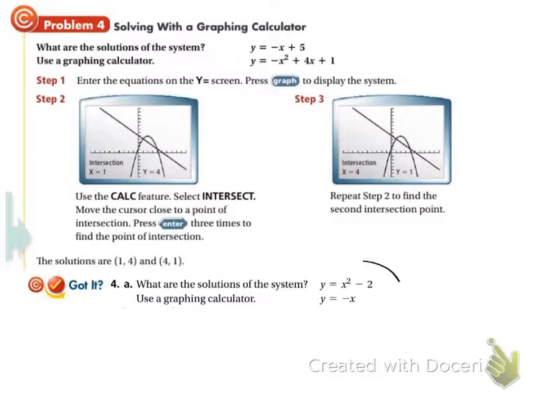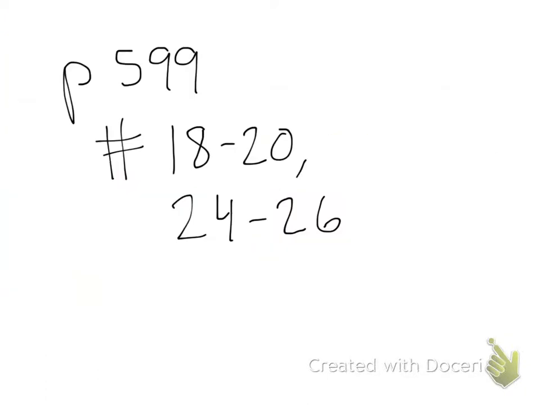So if you graph these two equations, okay, you can see that they intersect twice. One of the points that they intersect is -2, 2. The other point that they intersect at is 1, -1. And those are your two solutions, okay? Again, you can get two solutions, one solution, or no solution. It's possible that they won't cross. And there's your homework.